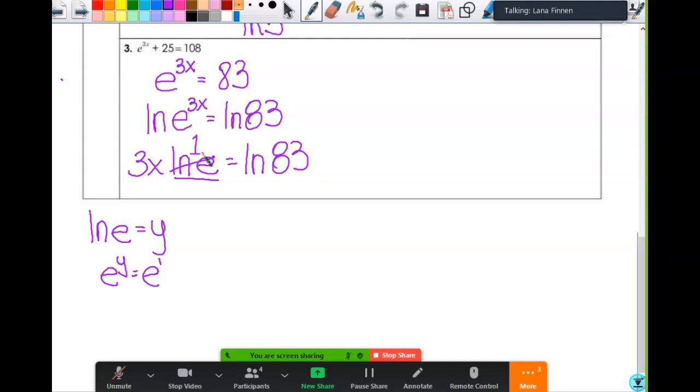So that's why if you have anything with e's in it, using the natural log of both sides would be great. If you had an exponential with a base 10, use the common log. Otherwise it doesn't matter. It's not any easier. So x equals natural log of 83, just divided by 3. And I will let y'all type that in and tell me what you get.